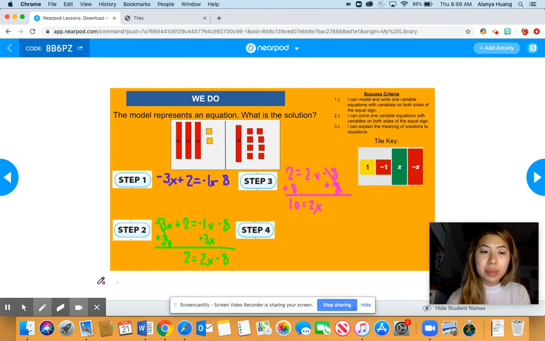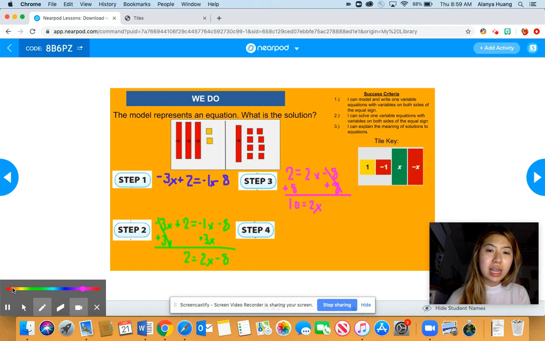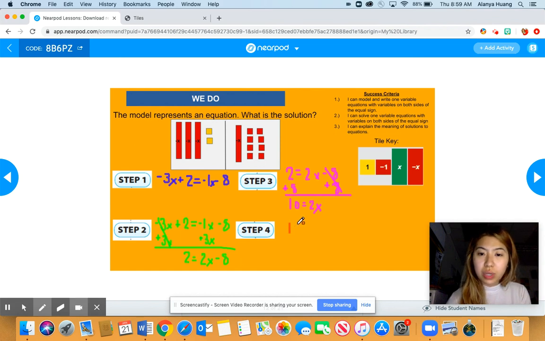And then our last step is to isolate the variable, so to get the x on one side and the constants on the other. And to do that, we have to divide. Since we have 2 times x, the opposite of multiplying by 2 is dividing by 2 on both sides. 10 divided by 2 is 5. 2 divided by 2 is 1. So that leaves us with x is equal to 5. So our solution for this problem is x is equal to 5.